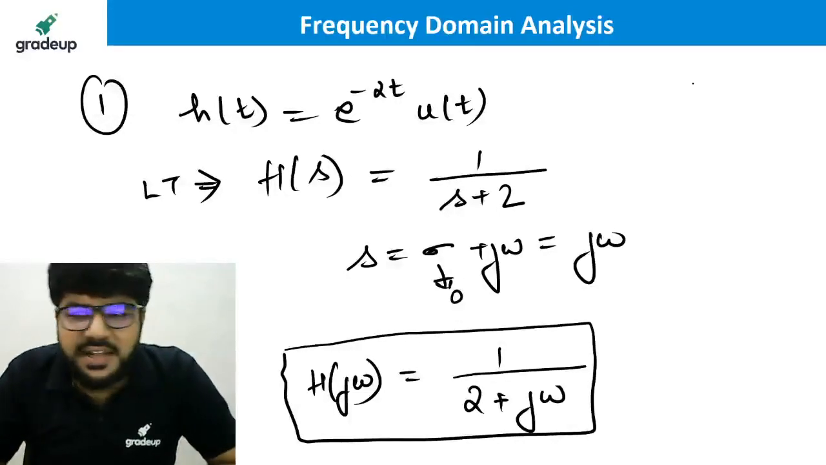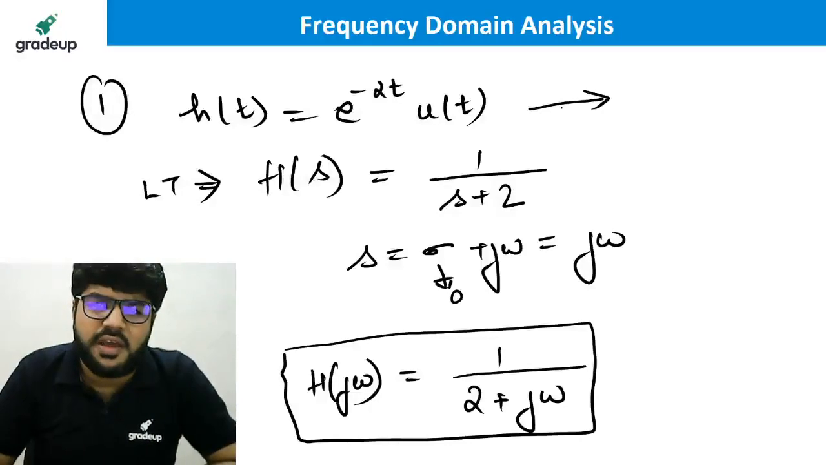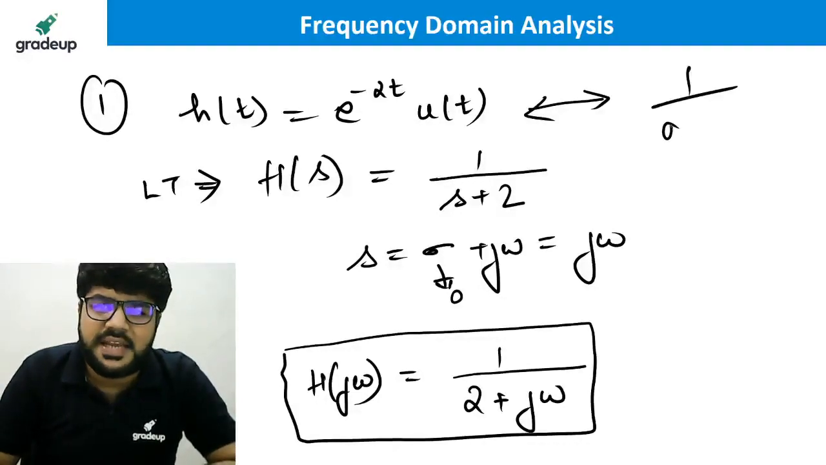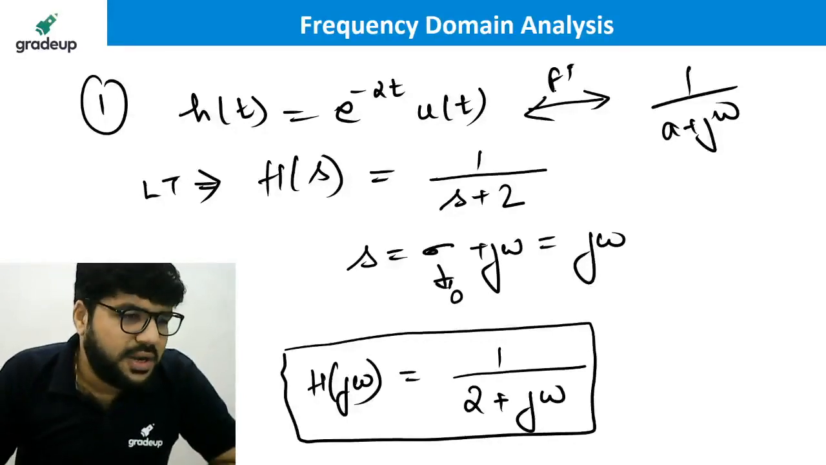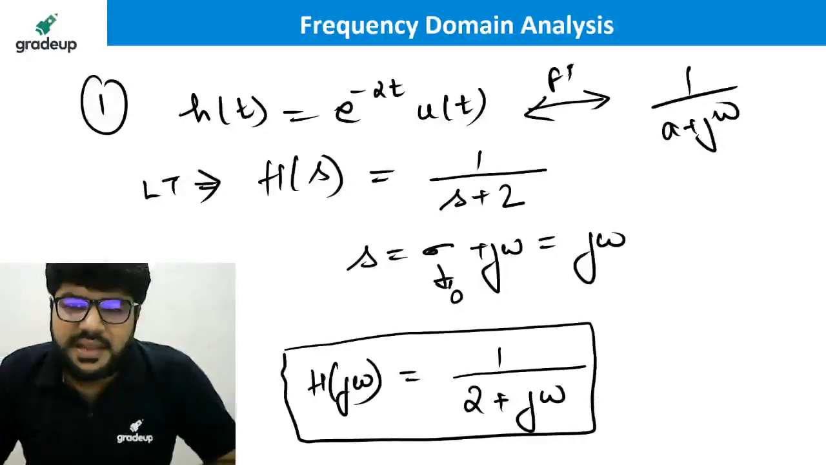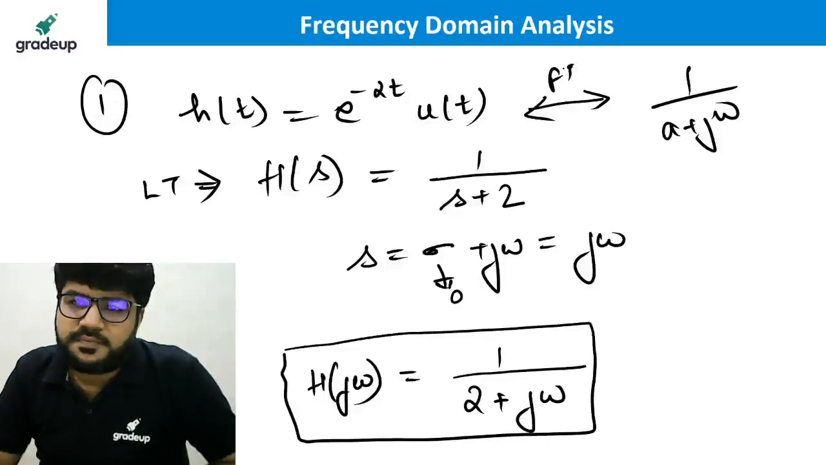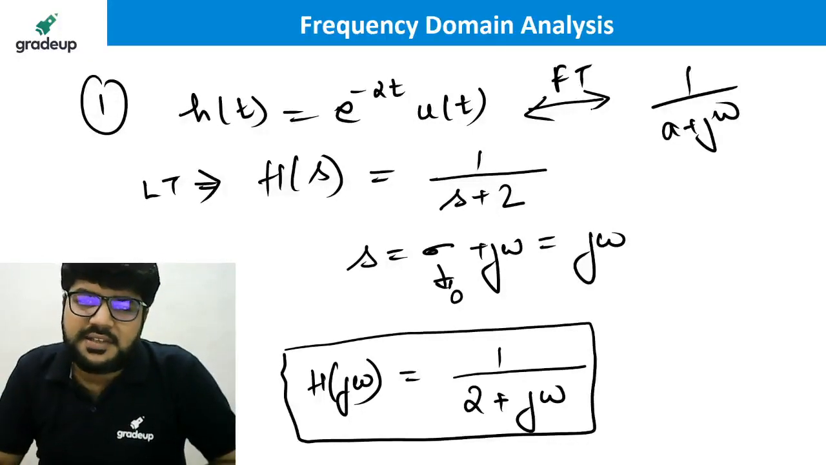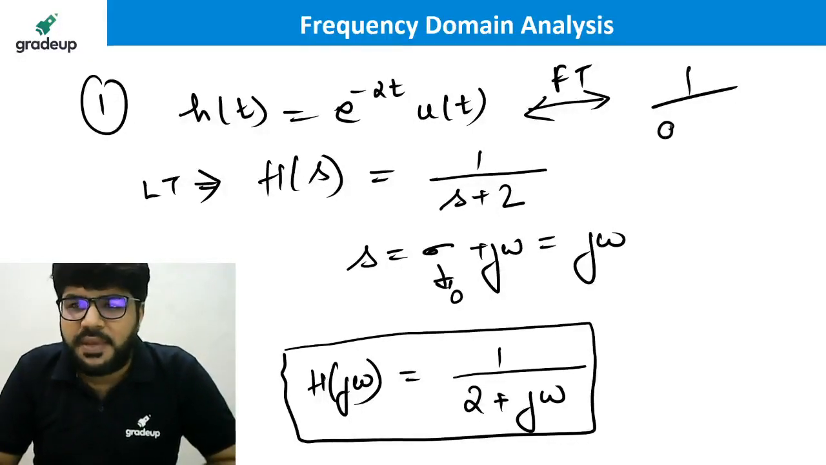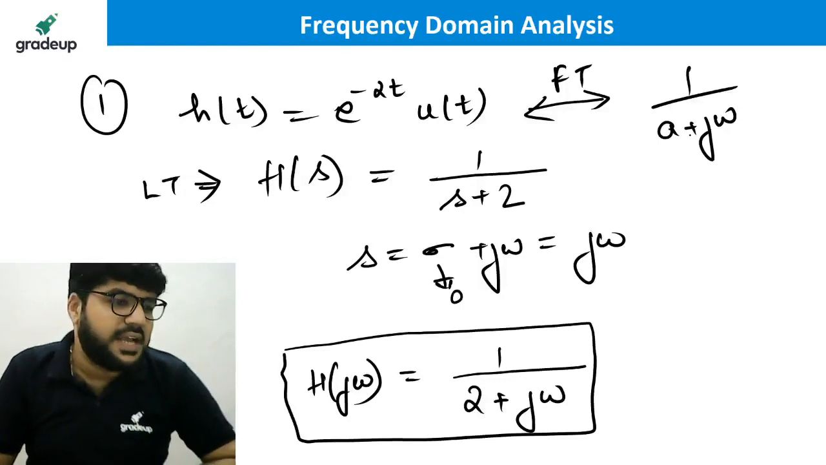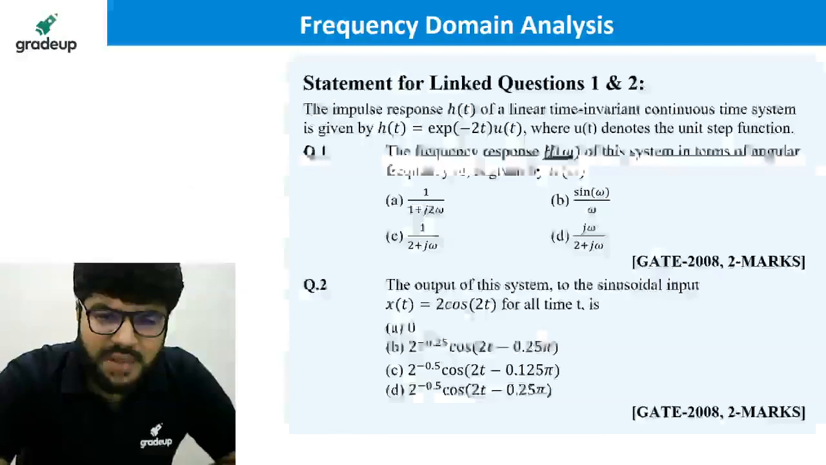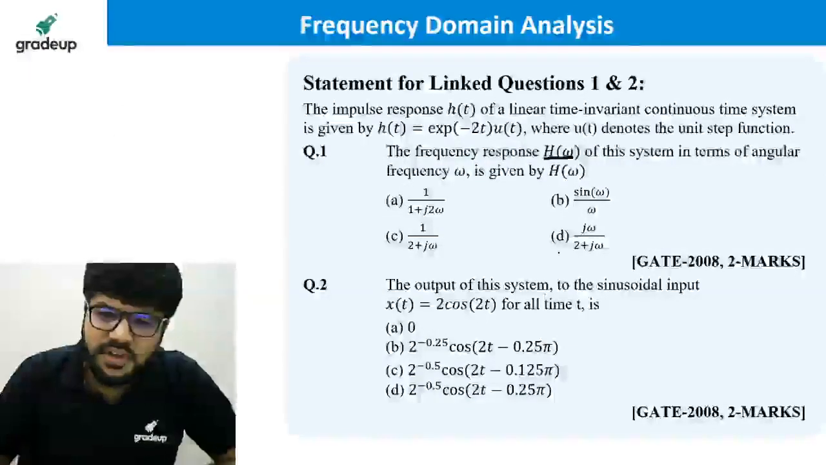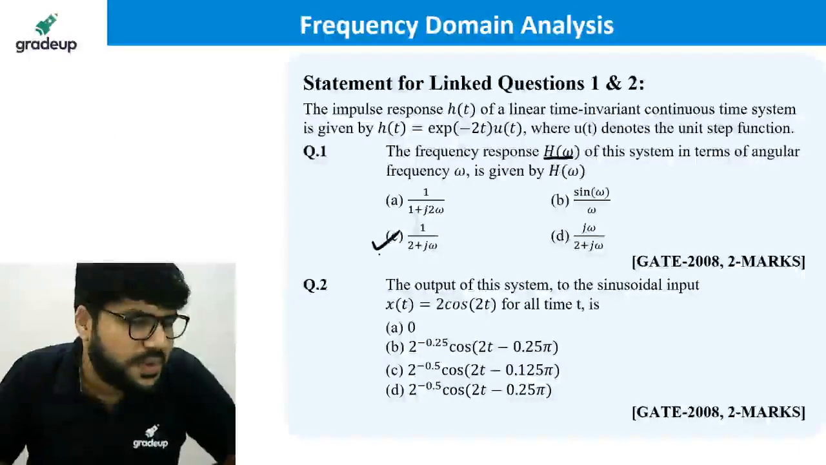Once you study signals, you will study the direct formula of Fourier also. What is the formula for e^(-at) u(t)? Its Fourier transform is given by 1 upon a plus j omega. That you learn directly in the Fourier also. So my focus is not on the Fourier transform. The first answer I have given you directly: 1 upon 2 plus j omega.